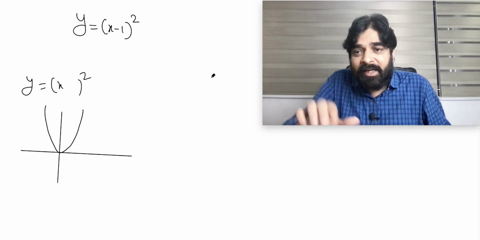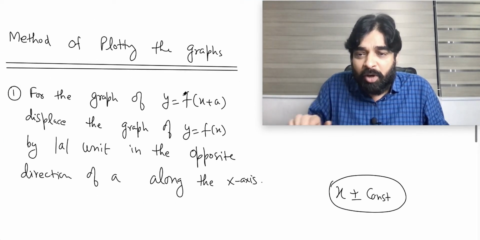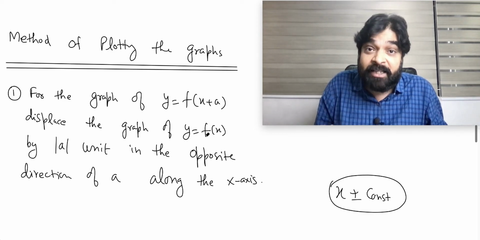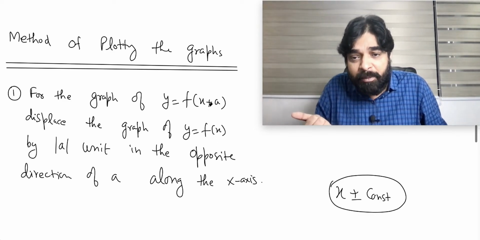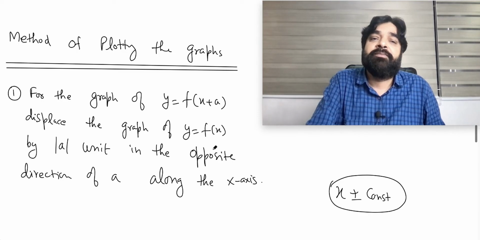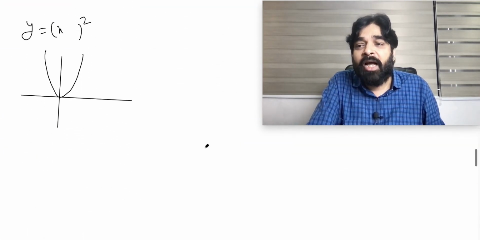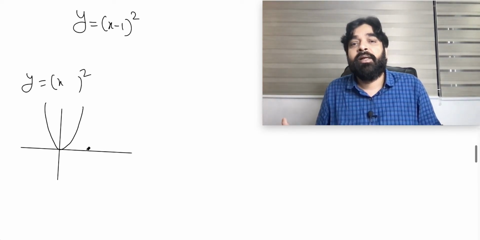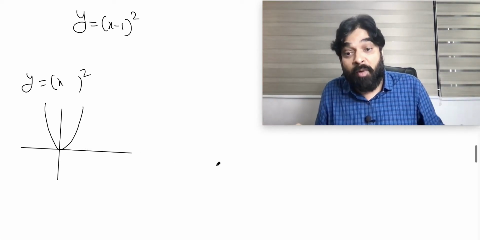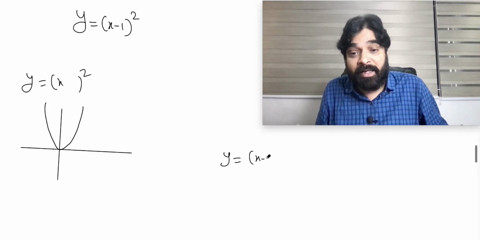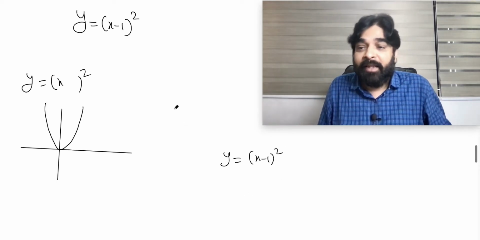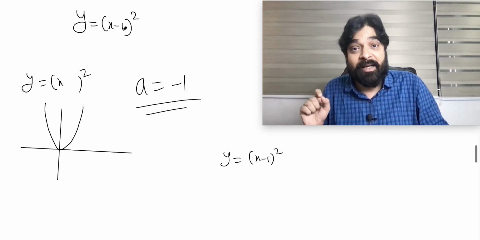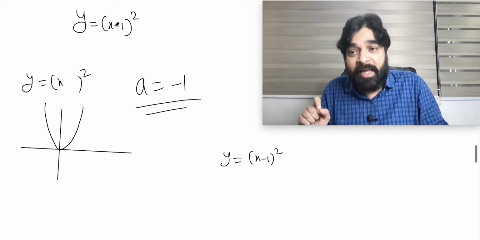See, always remember what I said in the method: to draw this graph, displace the graph of y equal to f(x). So first you have to get f(x). And how will you get f(x)? Remove that constant, you will get f(x). And when you remove the constant, 100% sure you will know that graph. Now, what I want is y equal to (x minus 1) whole square. That means a value is what? Minus 1. If you compare with x plus a, the value of a is what?